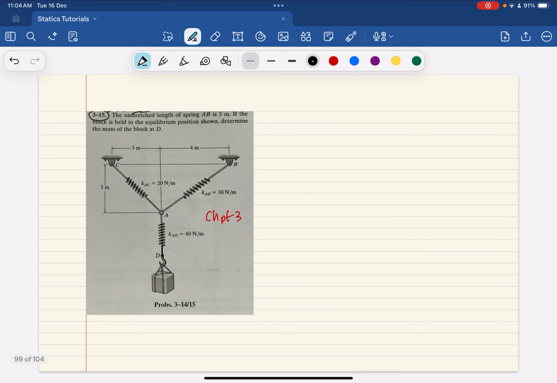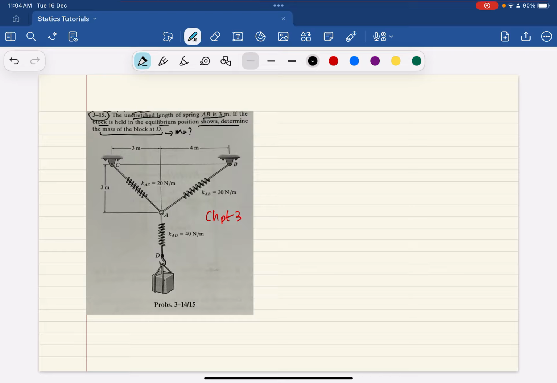Let's move on to question number 2 from chapter 3. Question number 2 states: the unstretched length of spring AB is 3 meters. If the block is held in equilibrium position as shown, determine the mass of the block at D. So they want to find the mass of the block at D. They've also given you the unstretched length of the spring, which is 3 meters.